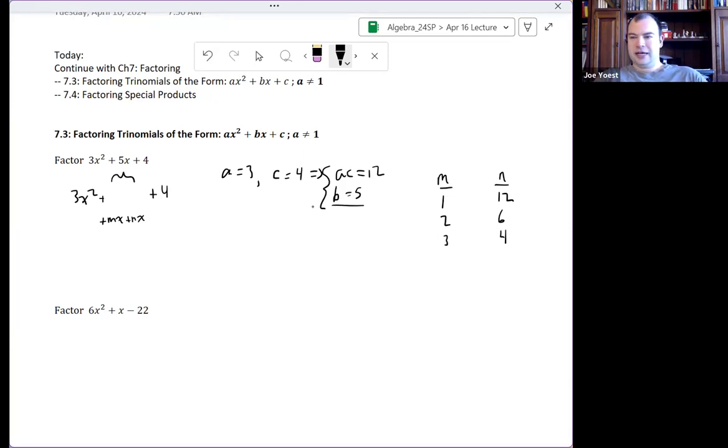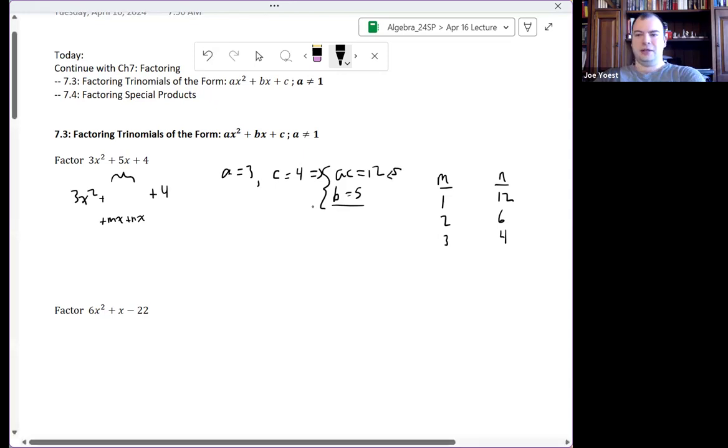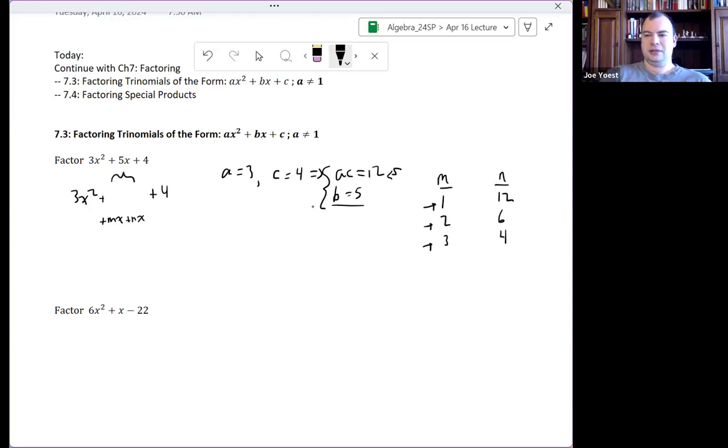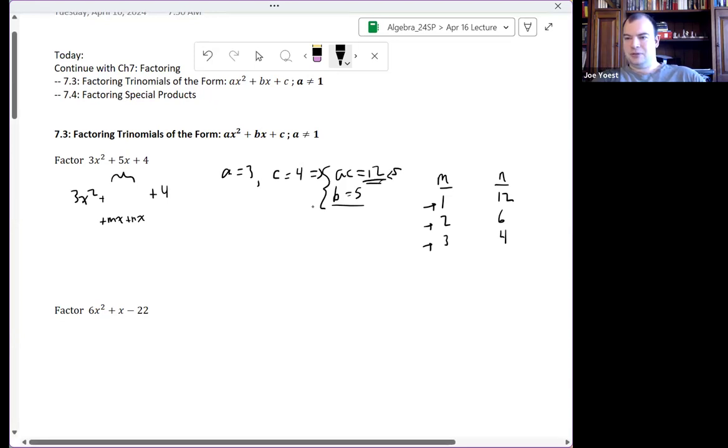I need two numbers that add to 5. So I know that m and n have to both be the same sign. They could both be positive or both be negative to satisfy the constraint that their product is 12. But they have to add to positive 5 and they have to be the same sign. So they both have to be positive. And actually, if I look through my list over here, I don't see any way to split this middle term, this 5x, up into the two terms whose coefficients multiply to 12.